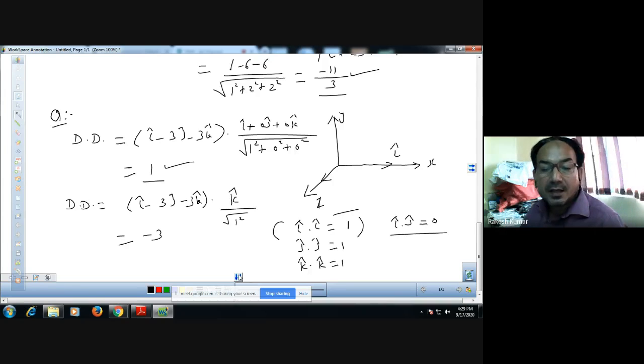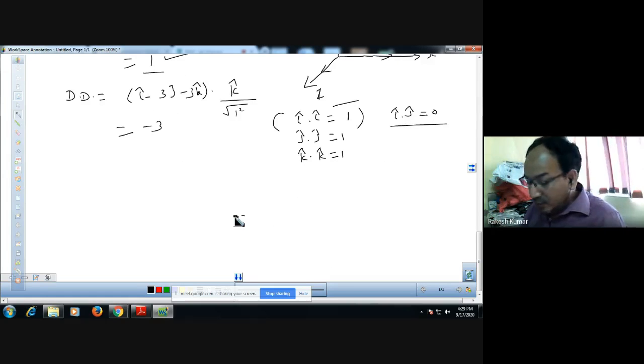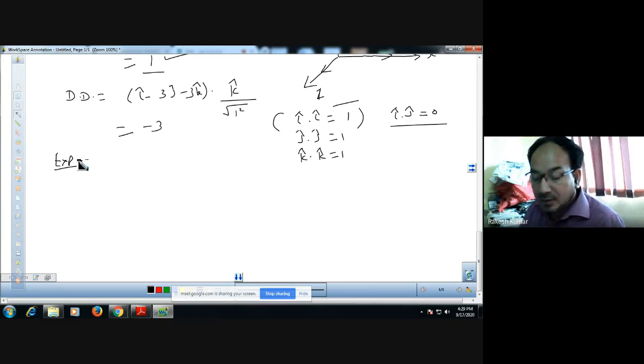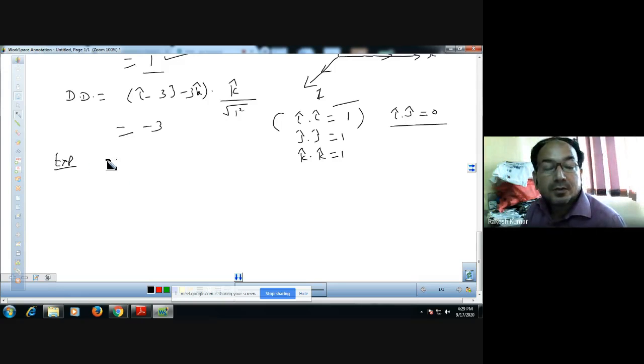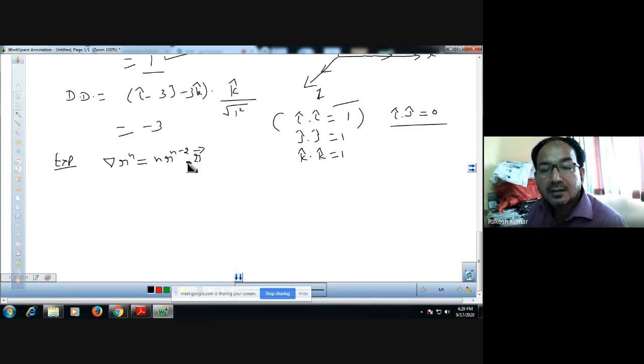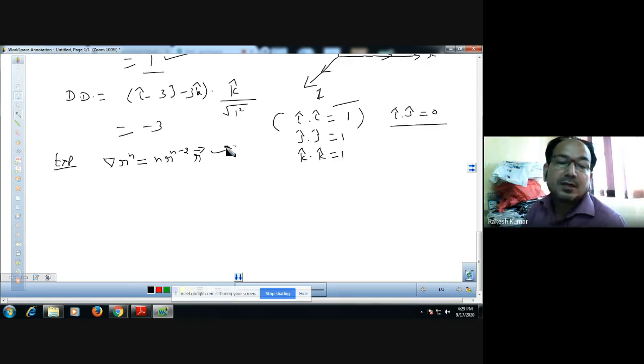Now, one more question we have. This is another example which you can do or find out. This type of question is also very important. You just need to find that the gradient of r raised to power n should be n r raised to power n minus 2 into vector r. This is what we need to do. This type of question is very important.